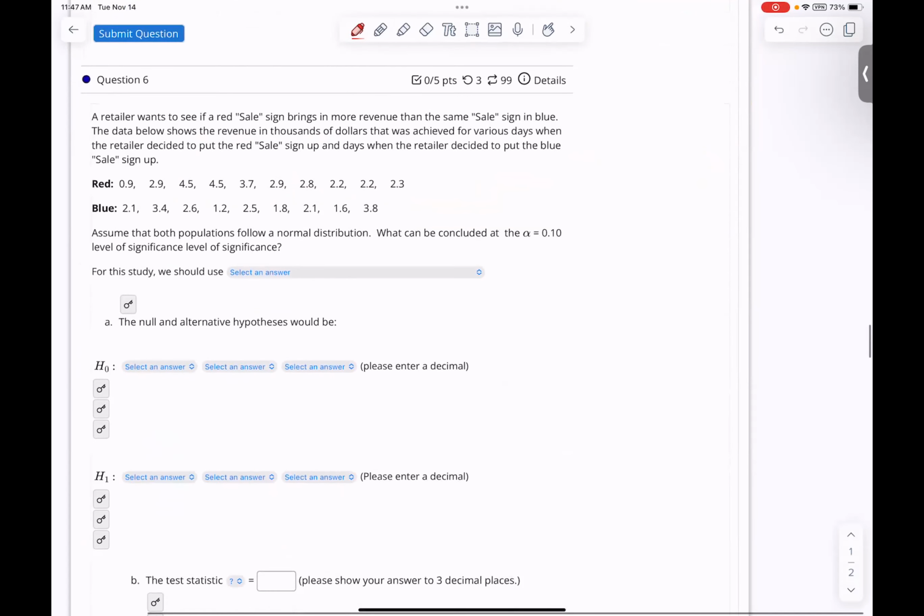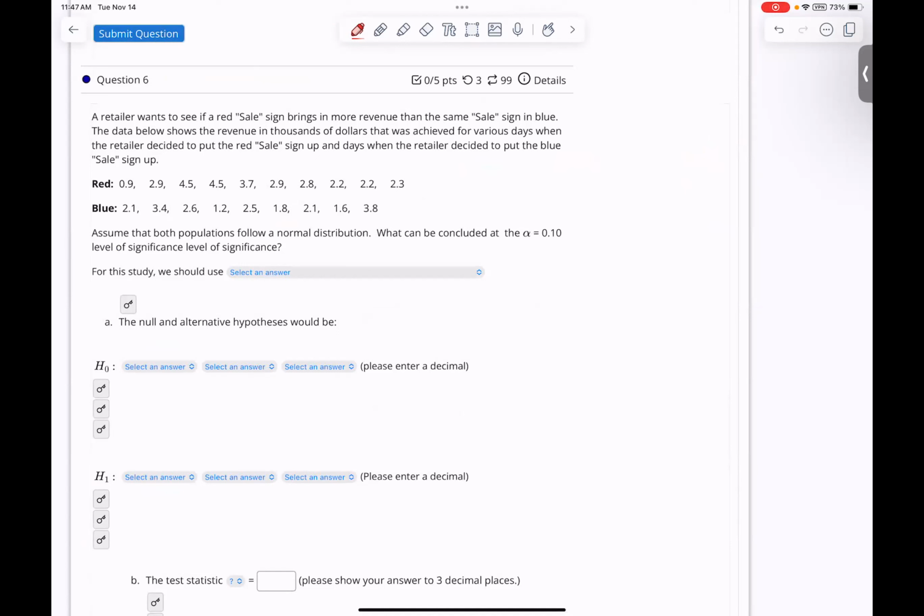Okay, problem 6. A retailer wants to see if a red sale sign brings in more revenue than the same sale sign in blue. The data below shows the revenue in thousands of dollars that was achieved for various days when the retailer decided to put up the red sale sign, and days when the retailer decided to put the blue sale sign up. So we have the data for red and blue. Assume that both populations follow a normal distribution. What can be concluded at the alpha equals 0.10 level of significance?